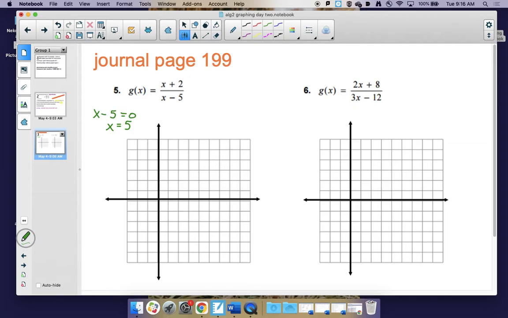Look at where my axes are here. I'm going to go vertical line at 5. So there's my asymptote. Setting the denominator equal to 0, often it's just the same number, opposite sign. The horizontal asymptote is the new part today. It's whatever the coefficients of these two x's are over each other. So in this case, 1 over 1.